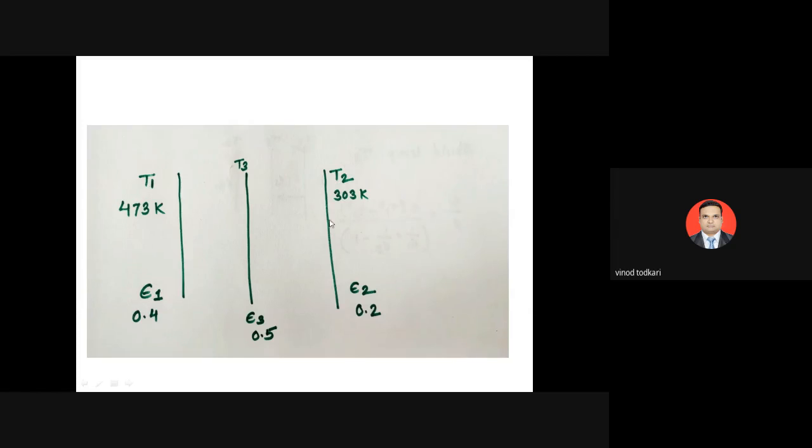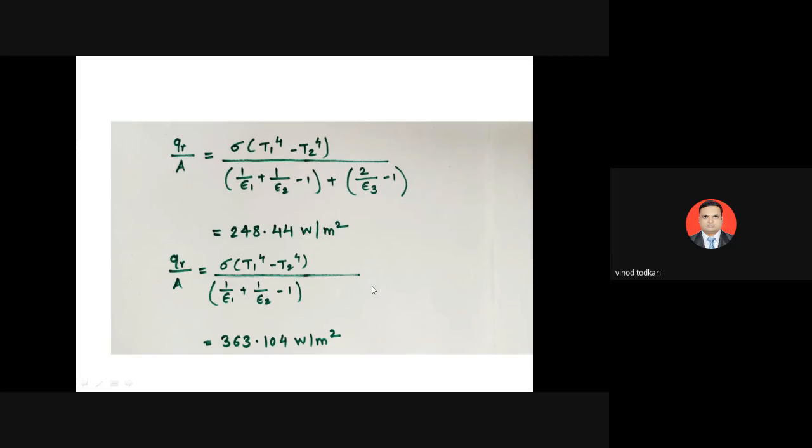T1 is given, T2 is given, epsilon 1, epsilon 2, epsilon 3 is given, and we have to find percentage reduction. So how I can find? This is a simple formula. This is QR upon A. The upper formula represents heat transfer rate by radiation with radiation shield, and the second formula represents heat transfer rate by radiation without radiation shield. So you will work out this is without and this is with. Without minus with divided by without, that will give you percentage reduction. I believe that it is clear to you.